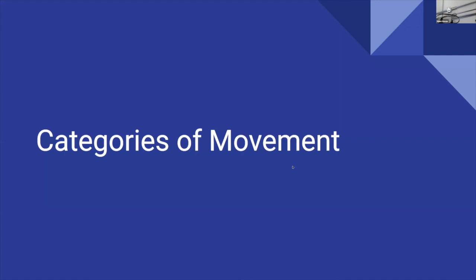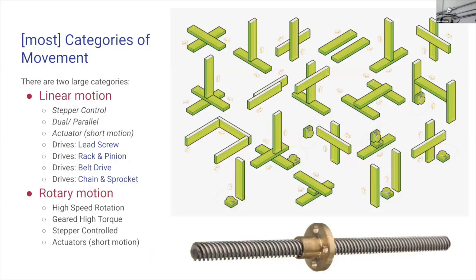There are some different categories of movement, different ways that you can make things move. We're going to try and break these down as much as we can to understand them a little bit better. Essentially, I would put motion into two camps. There's linear motion, where you've got a stepper control. You can have dual or parallel motion. There's actuators when you want a short little ding, ding, ding. We saw the xylophone that was a bunch of solenoids. That was an actuator, short motion.